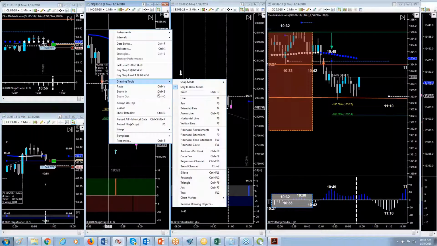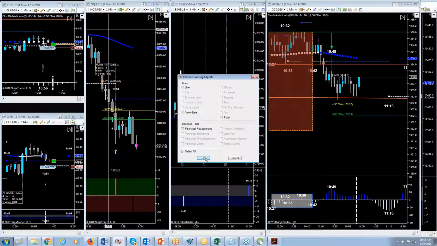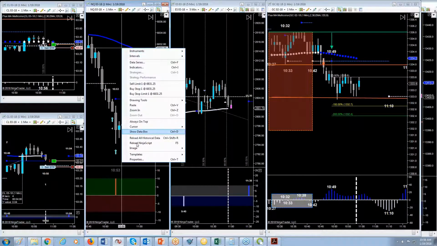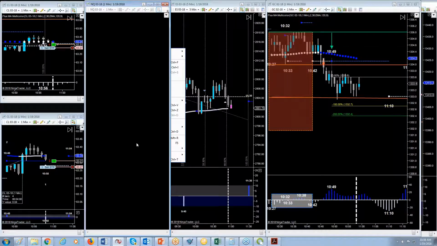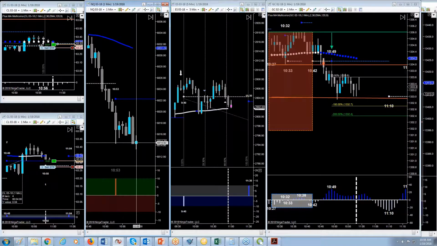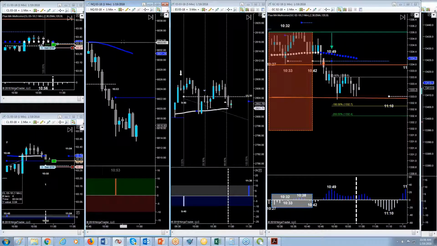On the NQ, if you were short, we were watching for selling pressure at that last signal. So we did see a push down at 1053 right there.